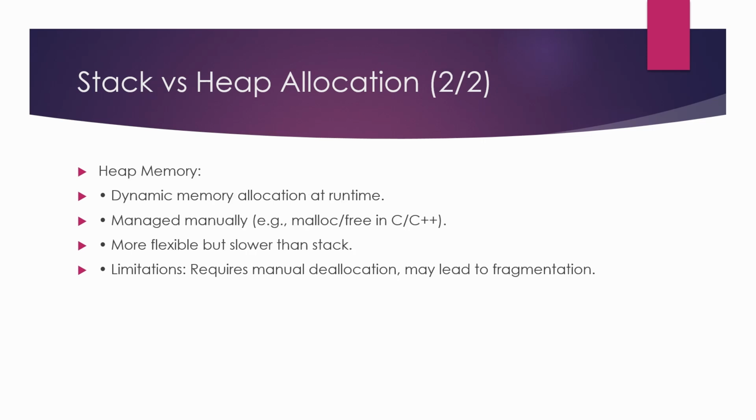Next, we have heap memory, which is dynamically allocated at runtime. It allows more flexible memory management but comes with its own trade-offs. Memory is allocated manually, and if not properly deallocated, it can lead to memory fragmentation. Unlike stack memory, heap memory needs to be manually freed by the programmer, which can sometimes be error prone.